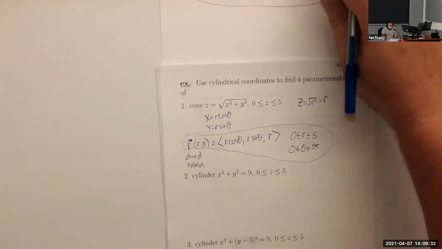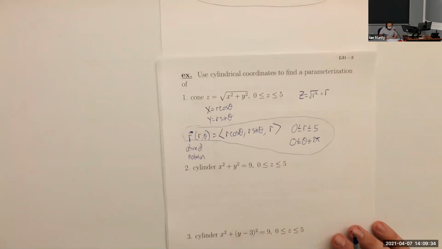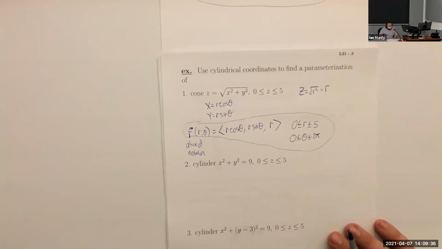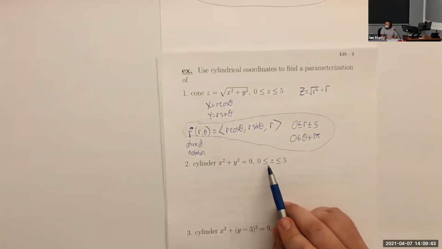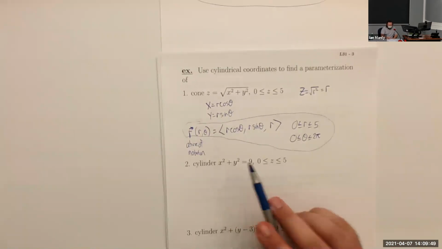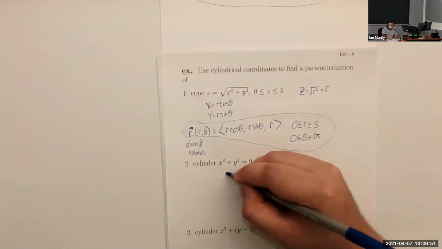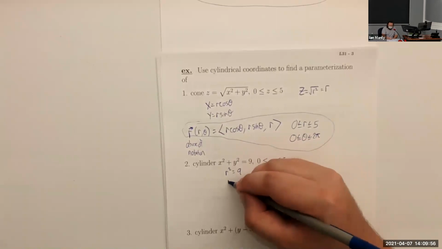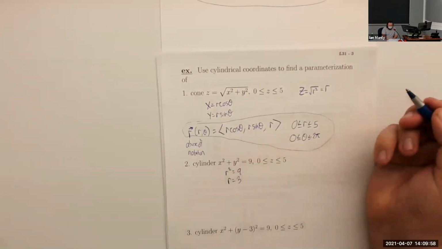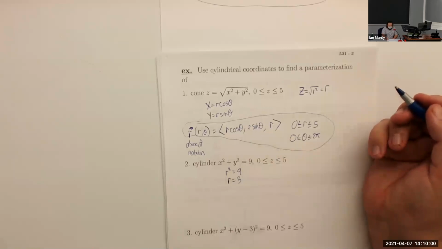All right, let's move on to the next one here. Here we have a cylinder, x squared plus y squared equals 9. And again, we're limiting this to z being between 0 and 5 right here. x squared plus y squared is r squared, which is 9. Since in this class we're using positive r values, r is going to equal 3 here.